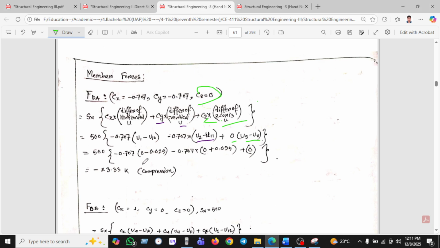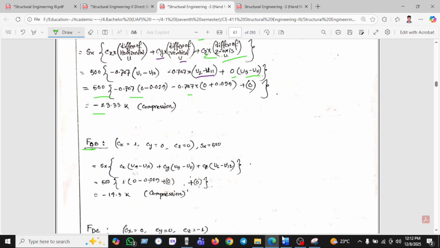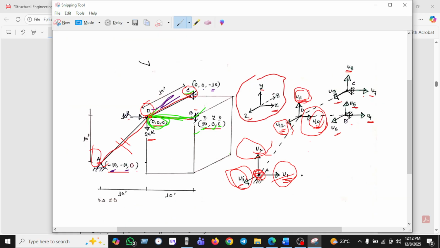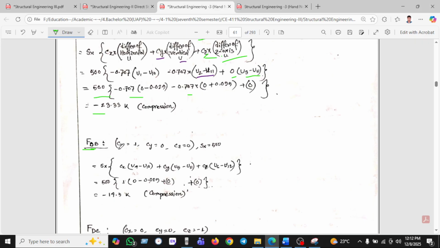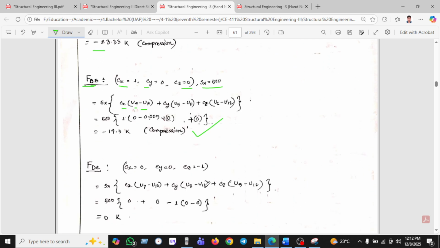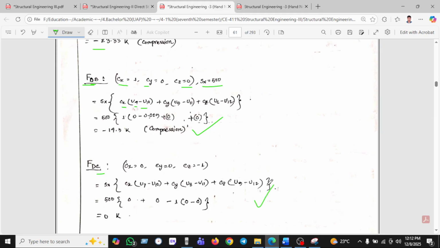In this way we can calculate the member forces. After calculating all these values, we found the member force to be 23.33, which is compression, so it is minus, as the result shows compression. In the same way, for the member dB, Cx, Cy, Cz are taken, Sx is 512, and Cx equals u4 u12. Putting in all these values, we found compression, and CD is also compression.